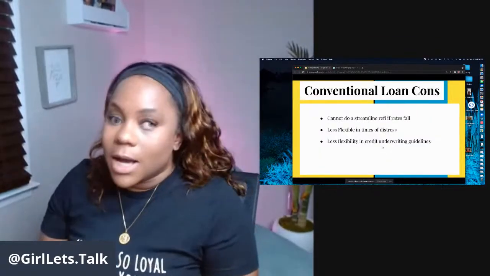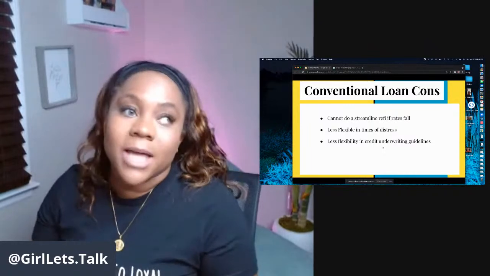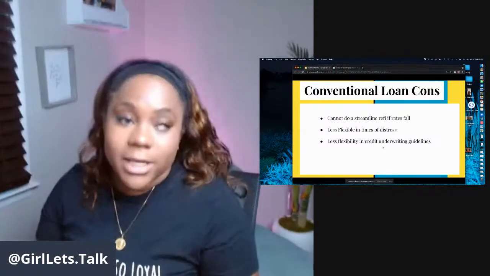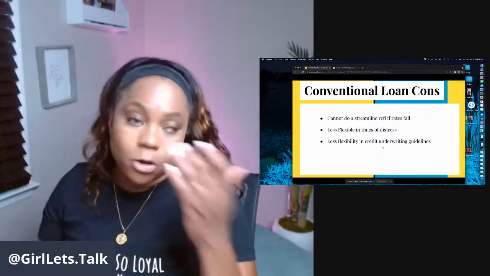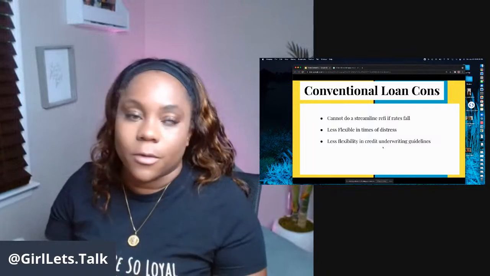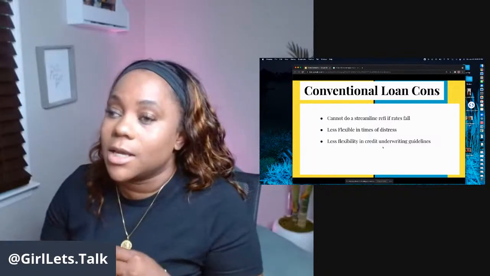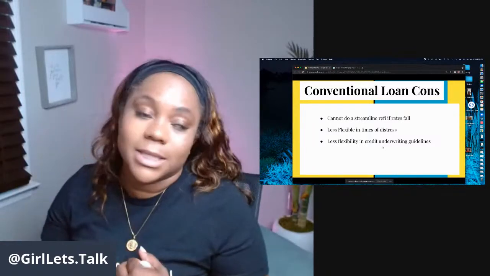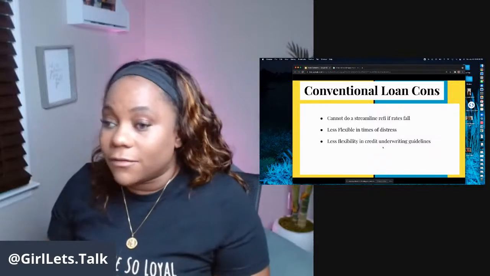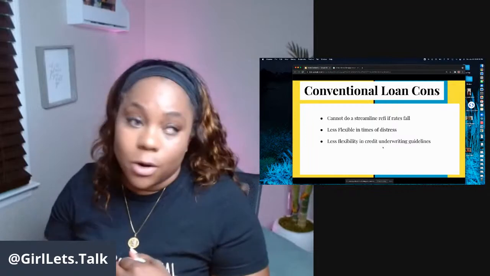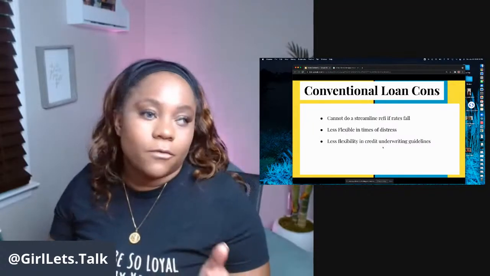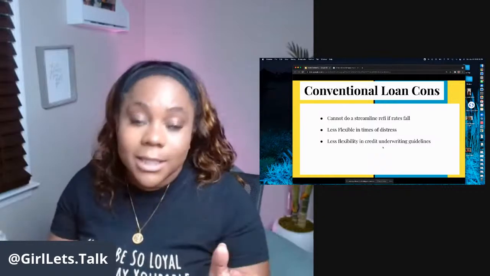Okay, conventional loan cons. You can't do a streamlined refi if you have a conventional loan, which I talked about. It's less flexible in times of distress. So right now, COVID, a lot of people have lost their jobs. A lot of people are going to banks asking for forbearance, asking for loan modifications. With conventional loans, the flexibility is just not the same. You may get one extension, you may get a modification, but they can absolutely tell you no, and they come to get their property. I know Biden has like a stay on foreclosures right now, so they can't legally.